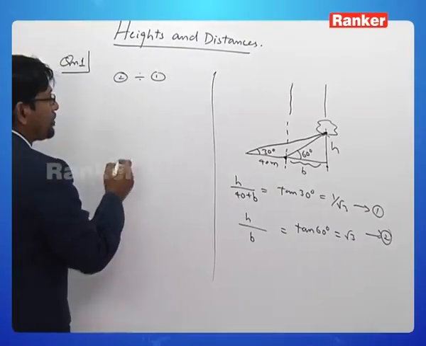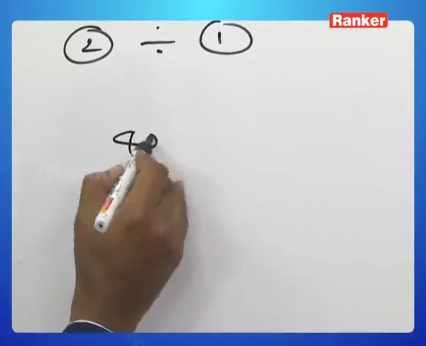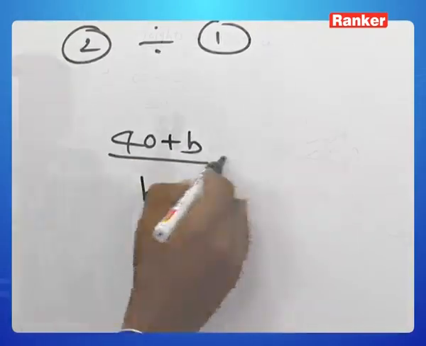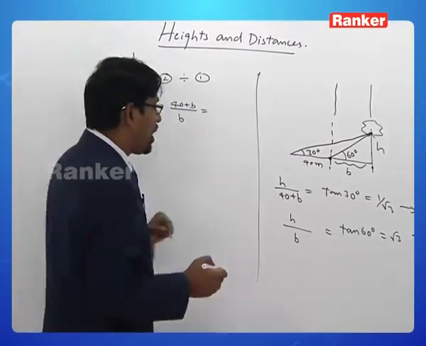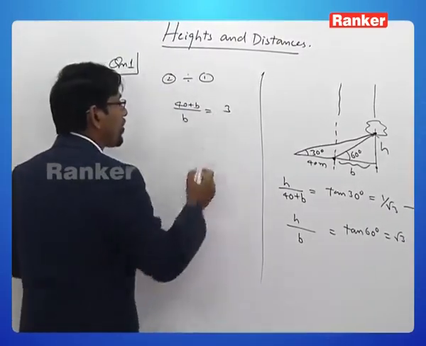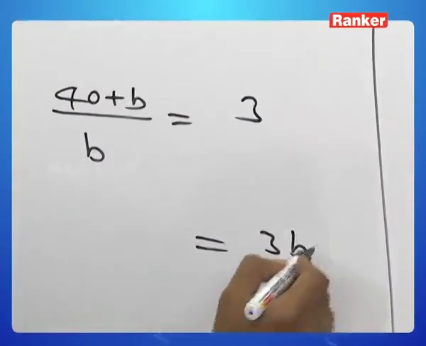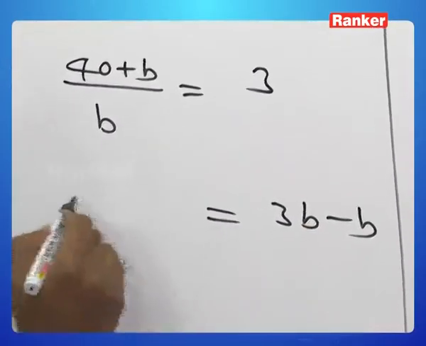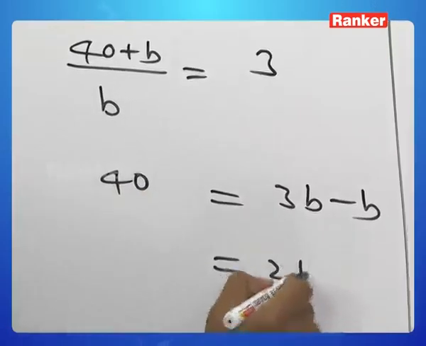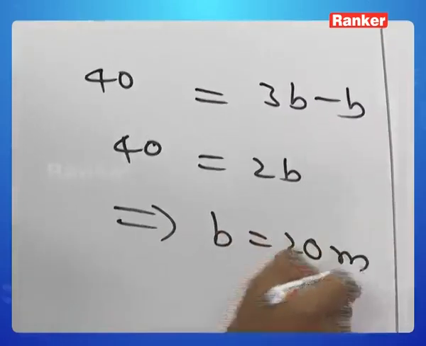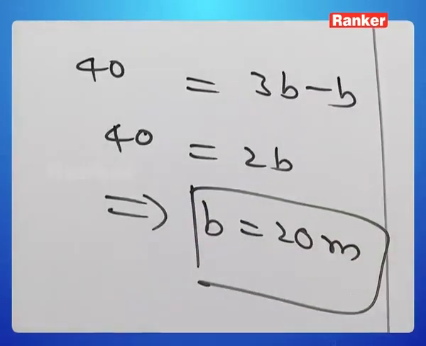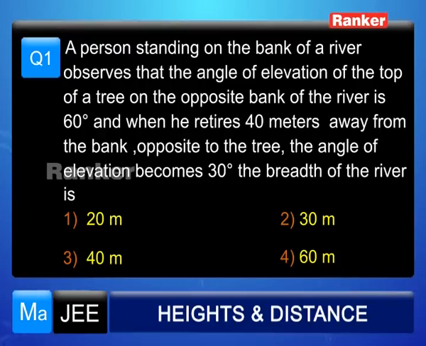What do we have here? 40 plus B by B is what I'm going to get when I divide 2 by 1. And on the right hand side we'll get 3. So 3B minus B is equal to 40. That gives me 2B is equal to 40. So this implies B is equal to 20 meters. So the breadth is 20 meters, and that's clearly appearing in option 1. Option 1 is the right answer.